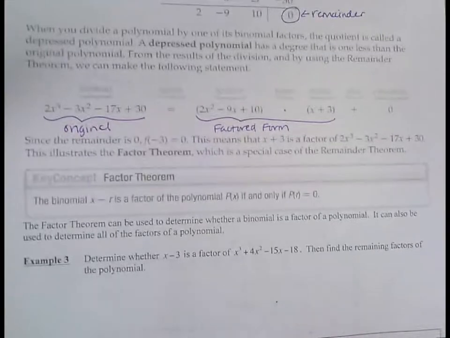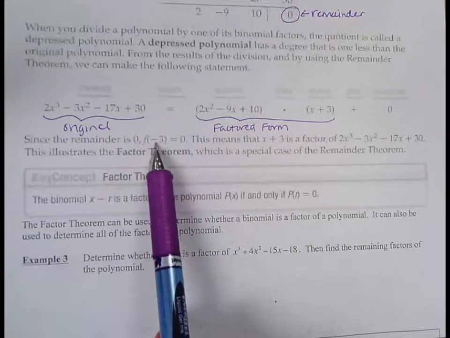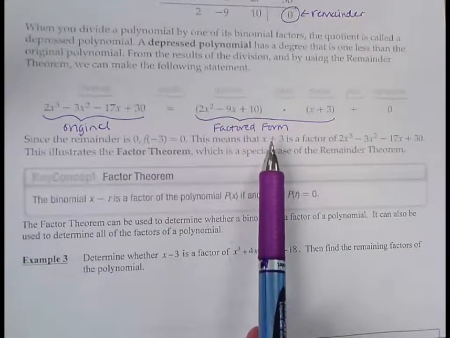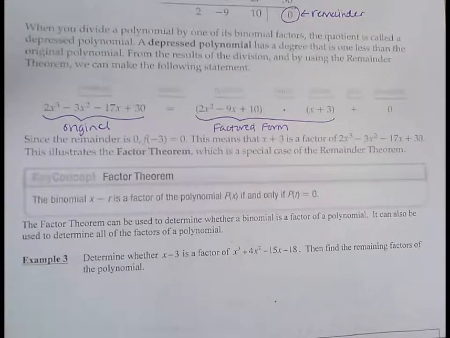So the remainder being 0 is the important thing here. Since the remainder is 0, that means the function value evaluated at -3 is 0. And that means that x plus 3 is a factor of the original polynomial. And I think I talked about that when we first started dividing.